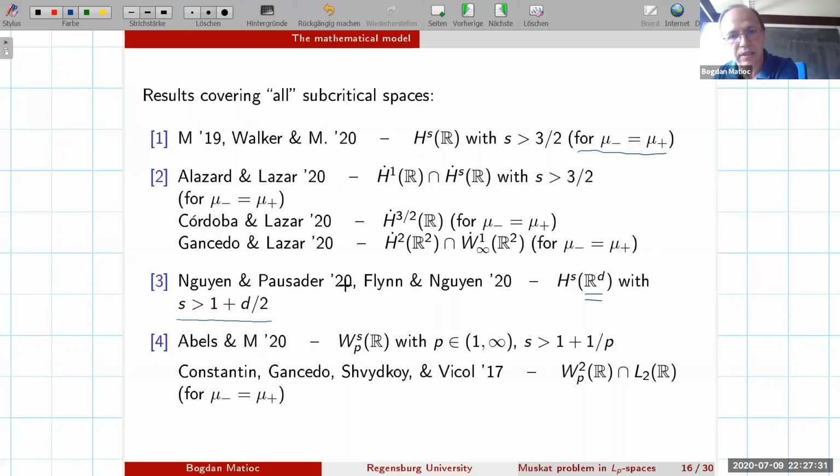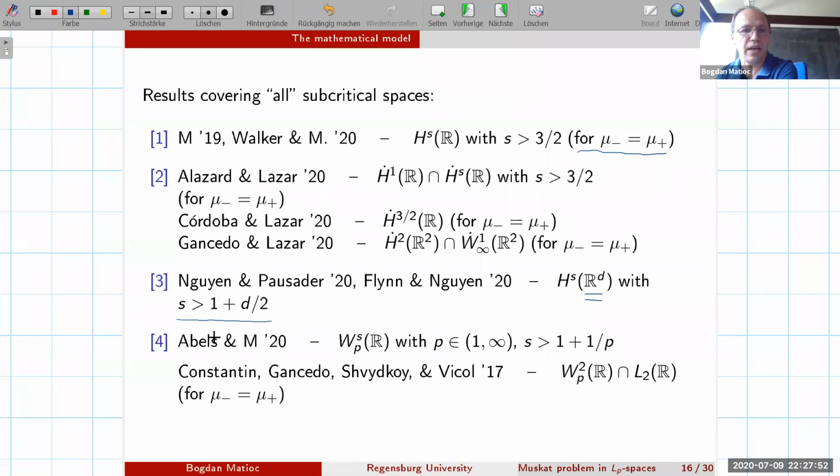Related to this, there is a paper of Flynn and Nguyen who consider the Muskat problem with surface tension. This problem has the same critical space as the problem without surface tension, and they consider the issue of convergence of solutions when letting the surface tension parameter vanish.